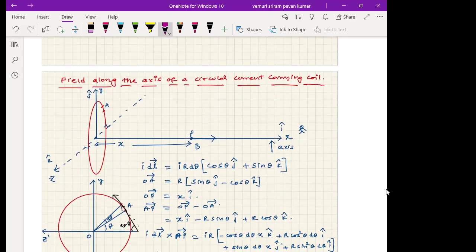Right. Similarly, we will work on the field along the axis of a circular current carrying coil. See, coil means some number of turns. If there is a loop, it is a single turn.